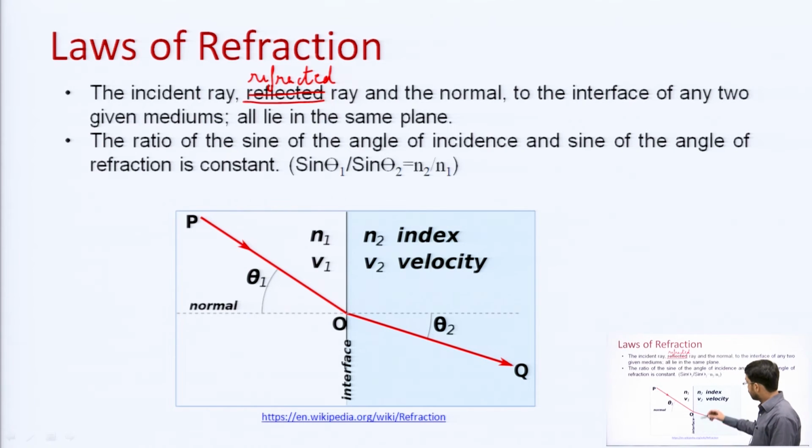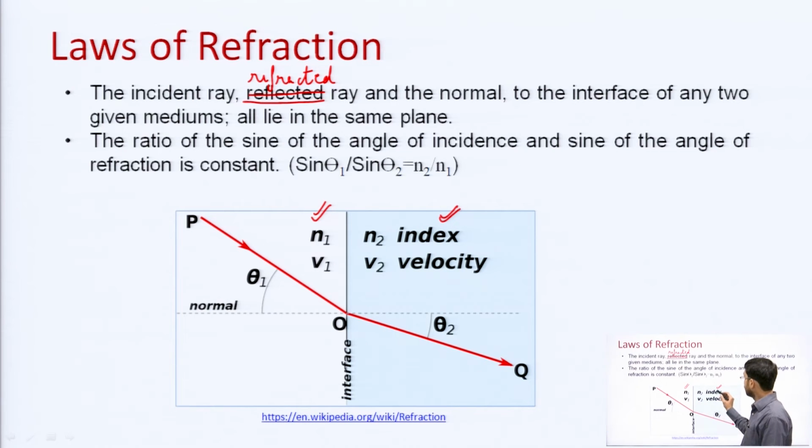Okay. So, this is medium 1 with refractive index n1, this is medium 2 with refractive index n2, this is the normal. So, the light ray is entering from a rarer medium to a denser medium. So, it is bending towards the normal.